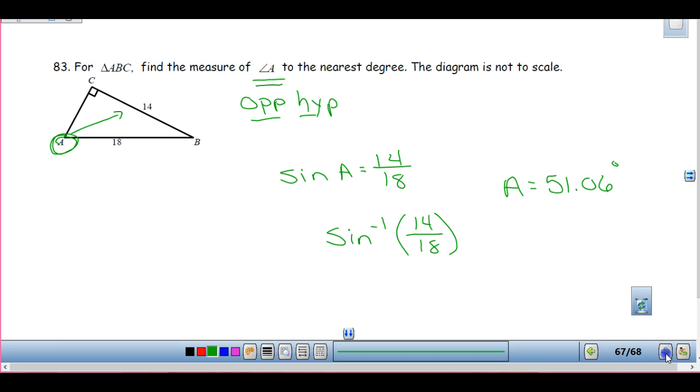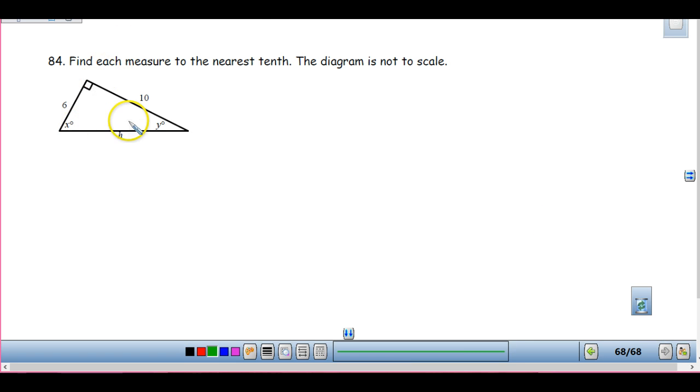Okay, and last one. We need x, y, and we need h. In order to get h, I've got two sides, so I can just use my Pythagorean theorem for h. 6 squared plus 10 squared equals h squared. 36 plus 100 equals h squared, or 136 equals h squared. Square root of both sides, and h equals 11.67.